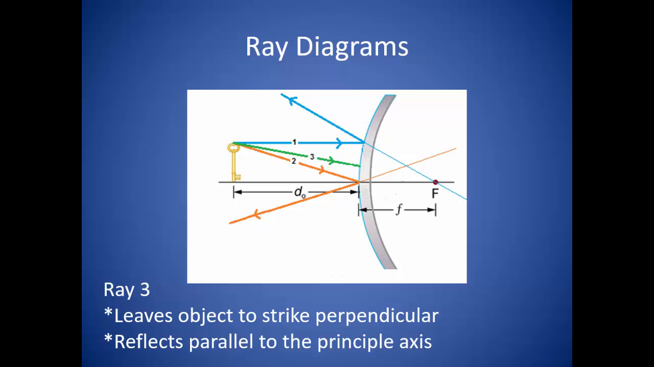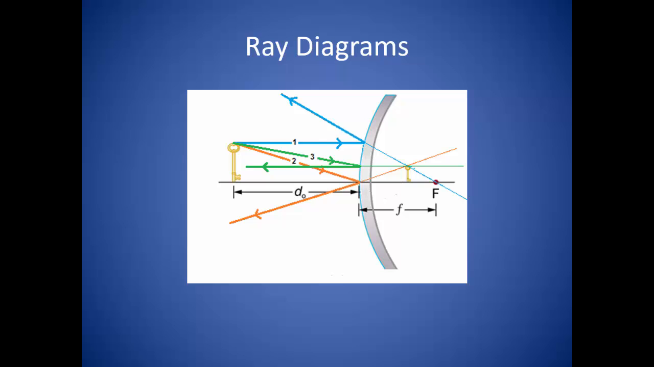The third ray leaves the object and reflects in a manner parallel to the principal axis. The point where the rays appear to originate behind the mirror will be where the image forms. Since the light rays do not actually pass through the image, we again call this a virtual image.